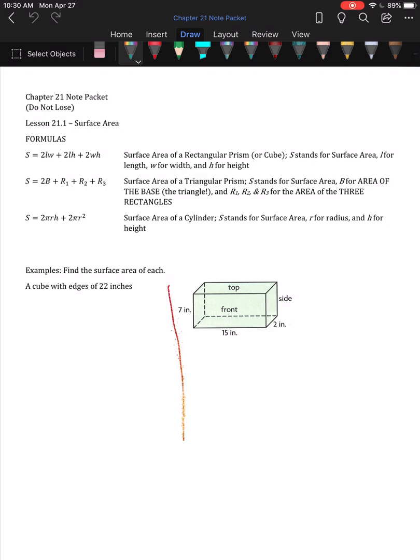So in case you couldn't see it, there are two problems here. The first says a cube with edge of 22 inches. On a cube, all of your dimensions are the same. That's what's special about a cube. It's the three-dimensional equivalent of a square in that way. All of its sides are the same length. So that means that its length is 22, its width is 22, and its height is 22.